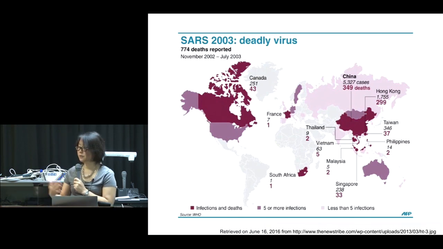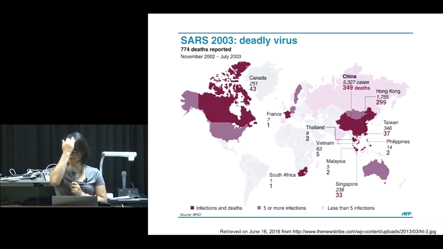So SARS seems to spread by close person-to-person contact, and it's thought to be transmitted most easily through respiratory droplets. This is produced when an infected person coughs or sneezes. So the virus can spread when a person touches a surface or object contaminated with infectious droplets and then touches his mouth, his nose, or his eyes.